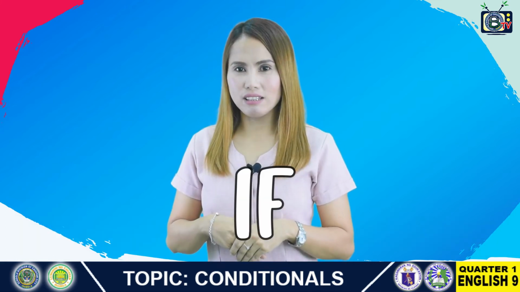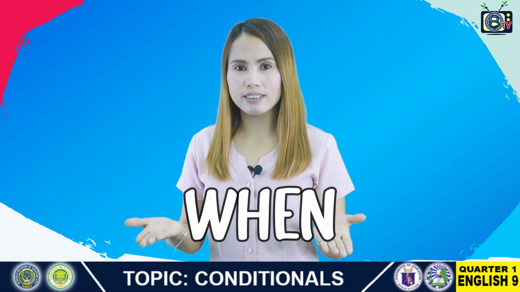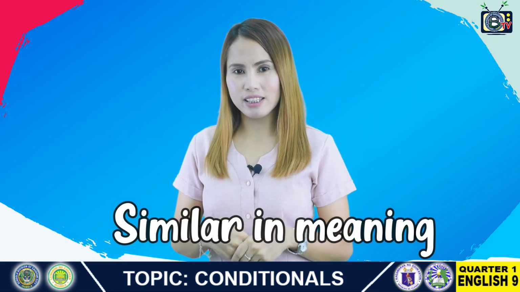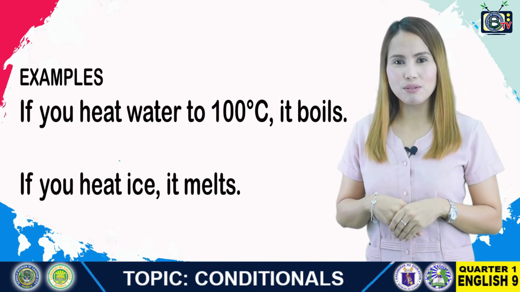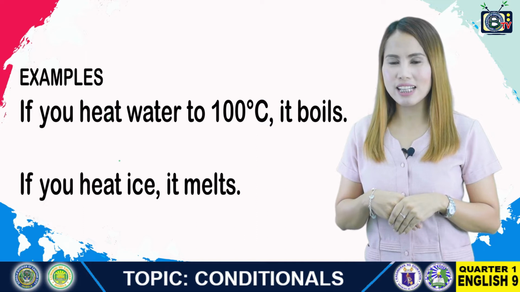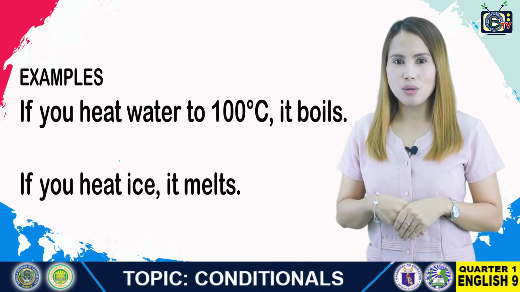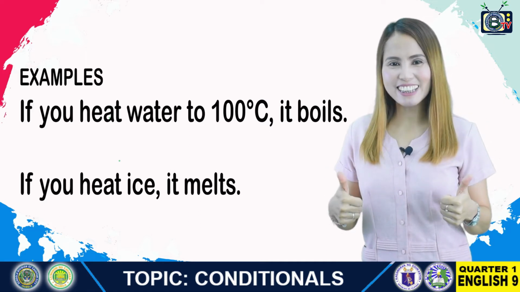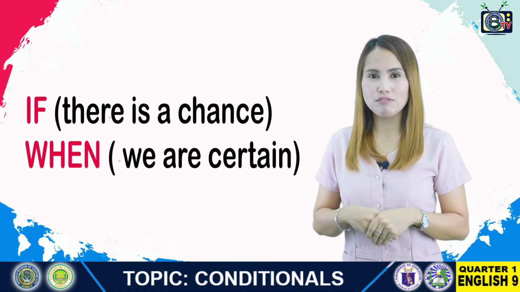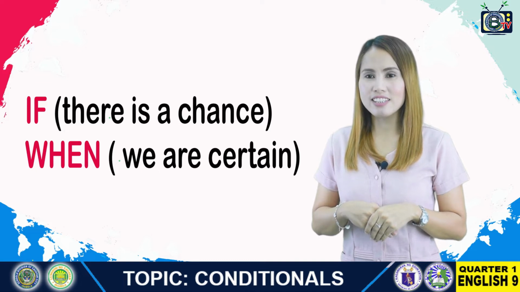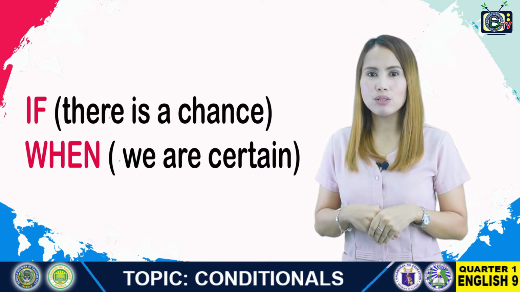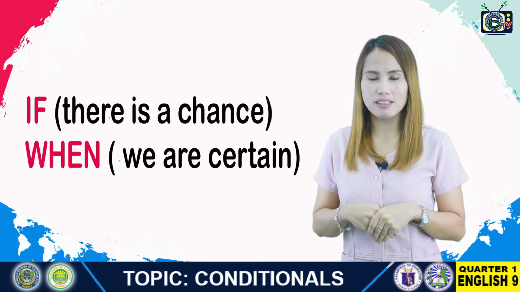Aside from the word if, we can use the word when as a replacement because both are pretty similar in meaning. We can say when you heat water to 100 degrees Celsius, it boils. When you heat ice, it melts. Awesome, right? We use if when there is a chance that the action will happen, but it might not happen as well. If it does happen, then we know what the exact results will be.